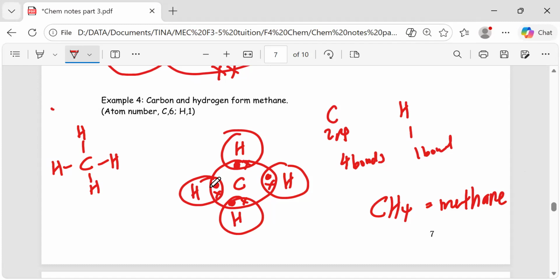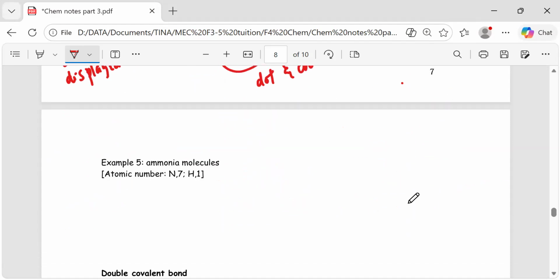So this one is called dot and cross. That one is called a displayed or structural formula. Structural or displayed formula. This one is called dot and cross. Okay, these are names. So this is covalent. Do you know why? Do they transfer or share? This one is share. So it has to be non-metal and non-metal.